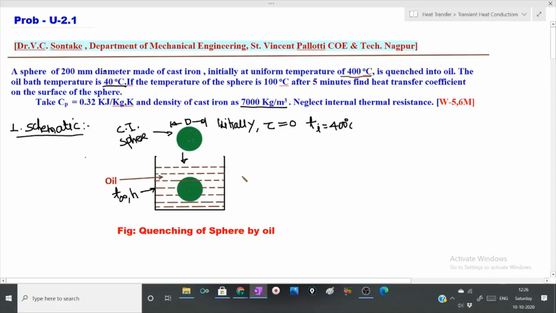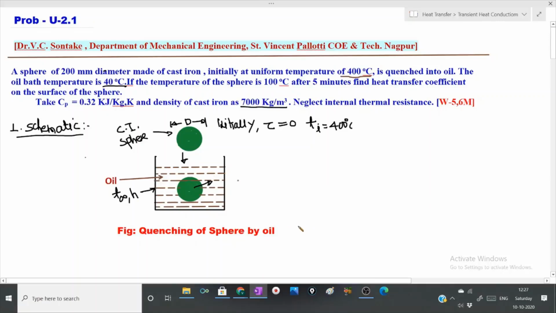Now what happens when this sphere is quenched into this oil bath? There exists temperature difference. The cast iron sphere is hot and oil is cool. So heat transfer will take place from this sphere to the oil, and its temperature will start decreasing.